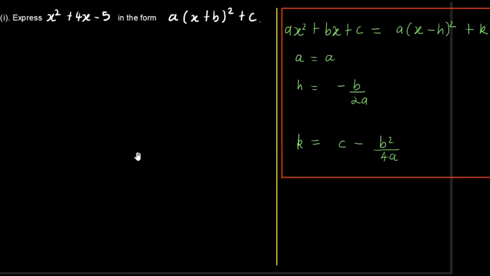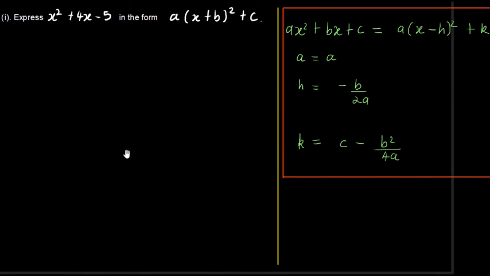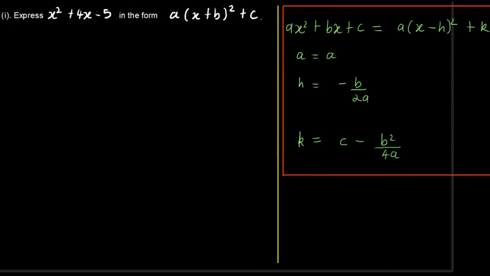Okay, so we'll just do this one as our last problem. Express x squared plus 4x minus 5 in the form a(x plus b) squared plus c. So we have x squared plus 4x minus 5 and we want to express it in this form. Of course, we have already gone through various methods to solve this problem, but we will just use these formulas for the last time.